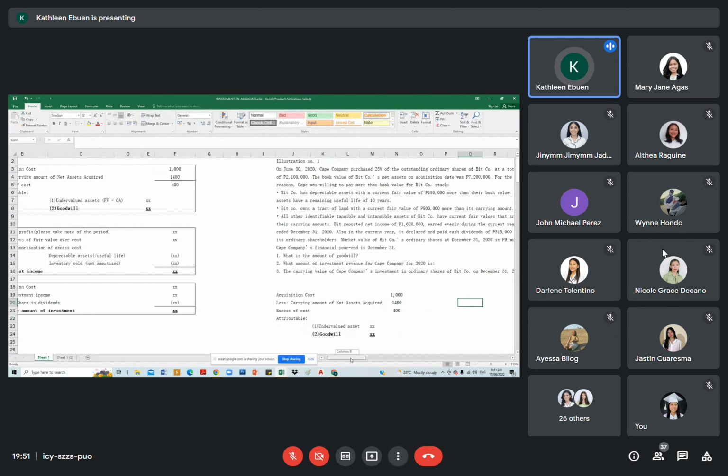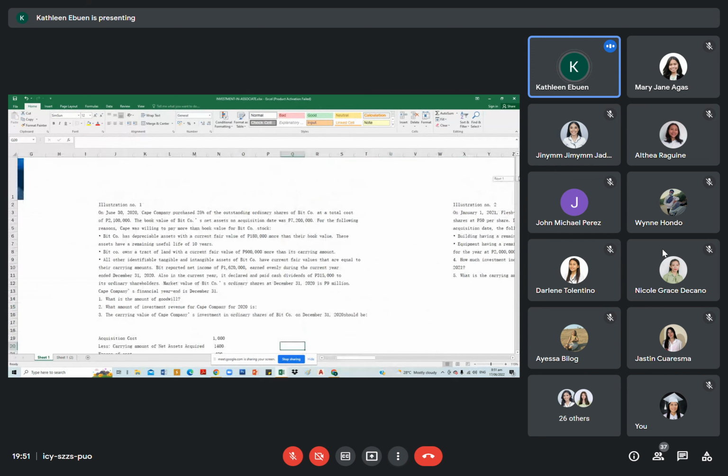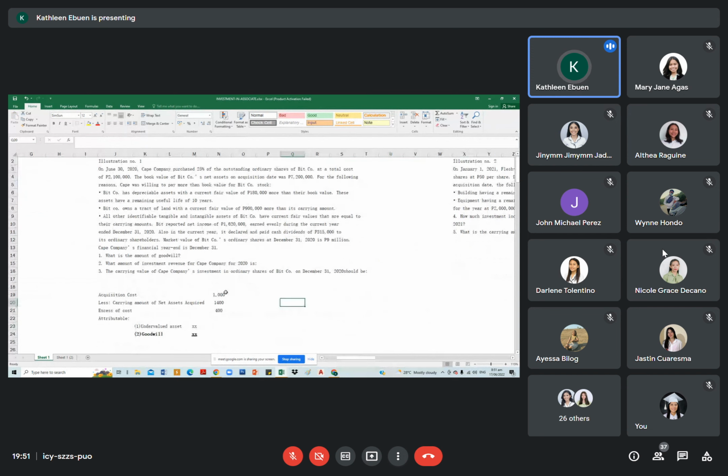So tinatanong sa ating class, how much is the goodwill? So una class, hanapin natin yung acquisition cost. Magkano yung acquisition cost? 2,100,000 po. Okay, 2,100,000. So the Cape Company purchased 25% of the outstanding ordinary shares of Bit Company at a total cost of 2,100,000. So this is the acquisition cost.